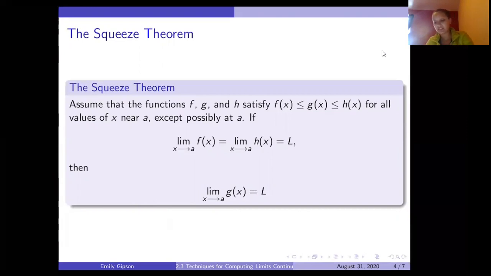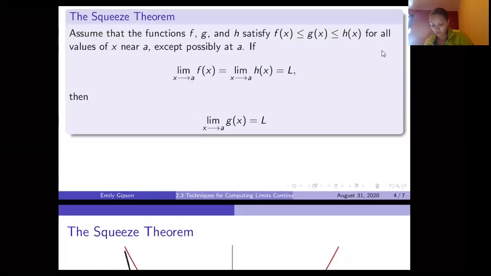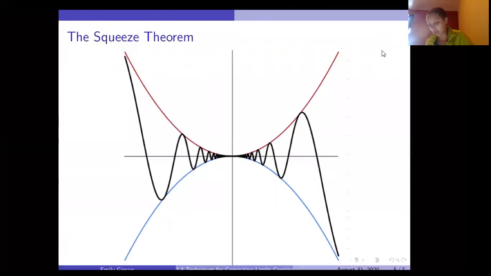And this might sound like a bunch of nonsense, and for me, I really find it useful to look at some diagrams. So let's start by looking at some diagrams. The first one we're going to look at is this big boy right here. And the very first function, let's see, y equals x squared, y equals negative x squared, and in black we've got y equals x squared times sine of 1 over x.